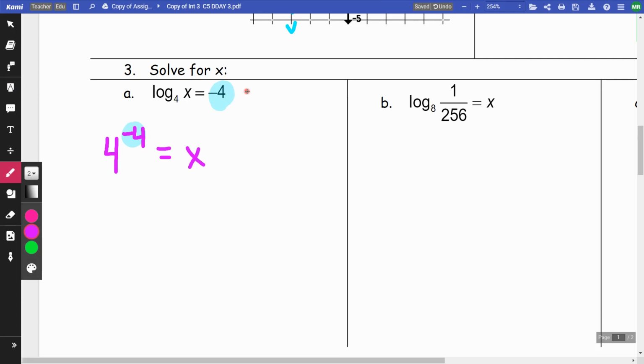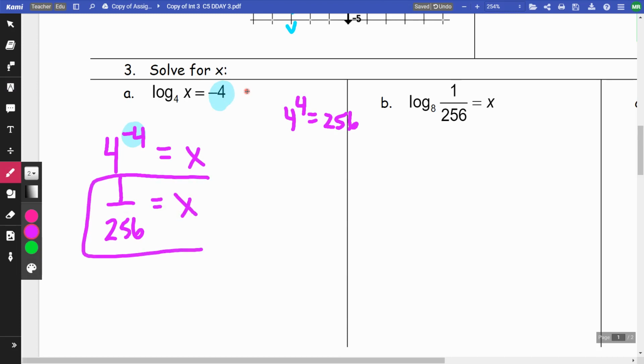Now, remember, a negative is going to flip it. So 4 to the 3rd is 64, and 4 to the 4th is 256. So this is going to be 1 over 256. And that is our answer.